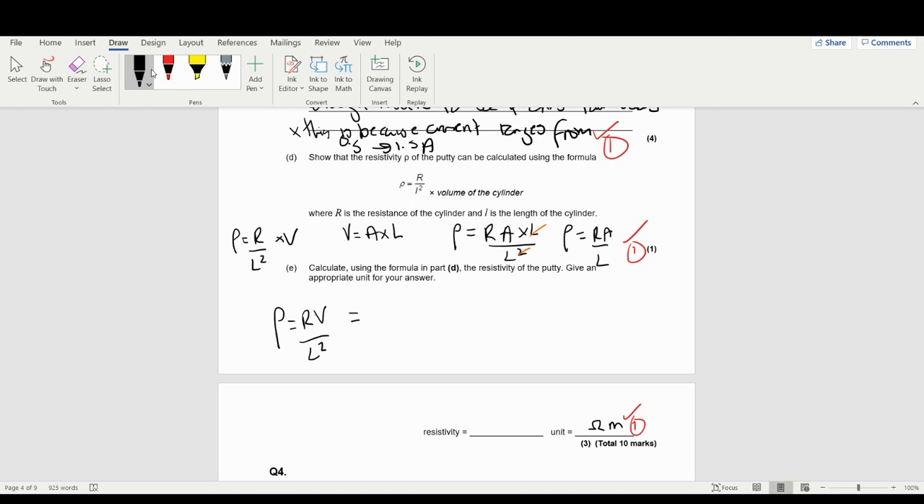So what we're going to do here is we know that the diameter is 20 millimeters. So the radius is 10 millimeters. So the area is going to be pi r squared. So 10 times 10 to the minus 3, remember to convert, squared times by pi is going to be 3.14 times 10 to the minus 4. Okay. So the volume is going to be 3.14 times 10 to the minus 4 times by 60 times 10 to the minus 3.